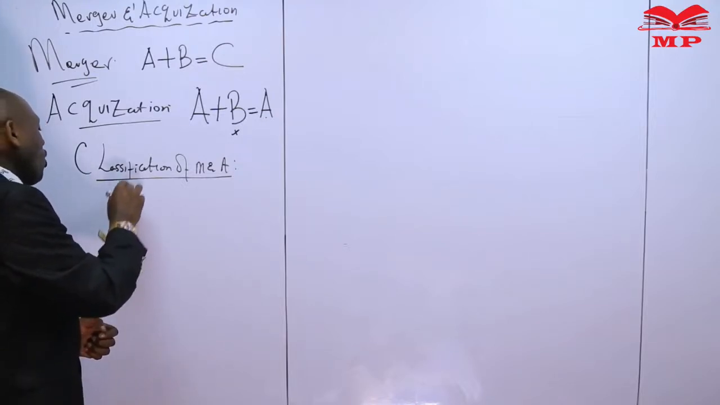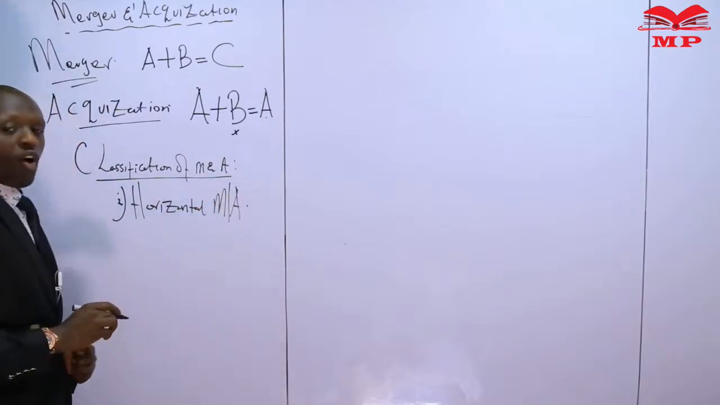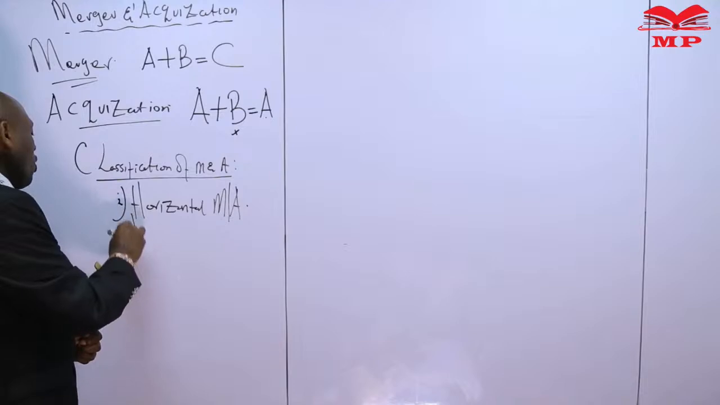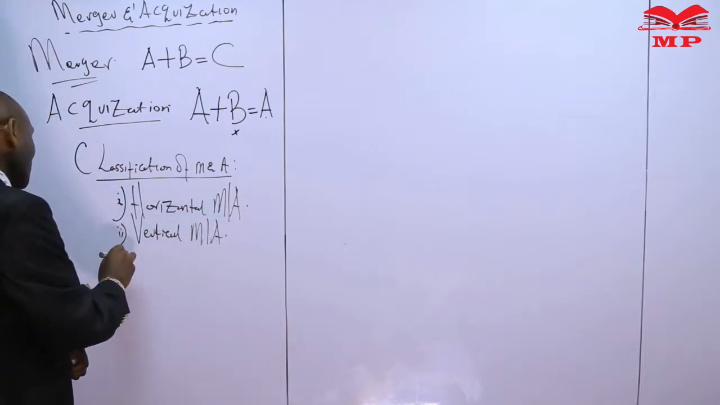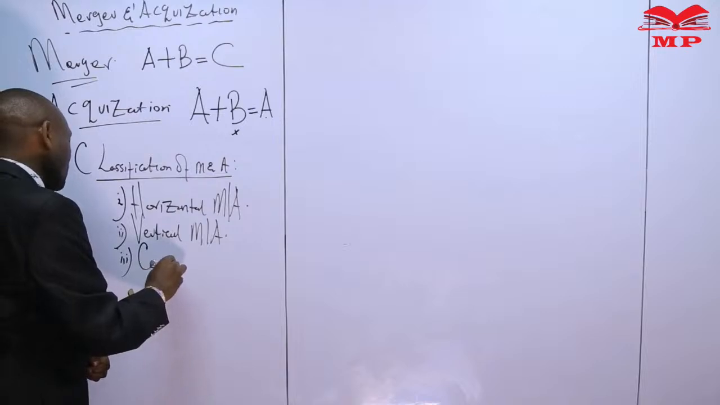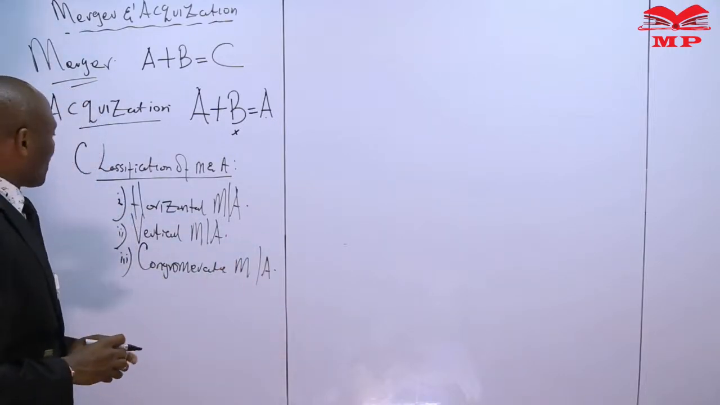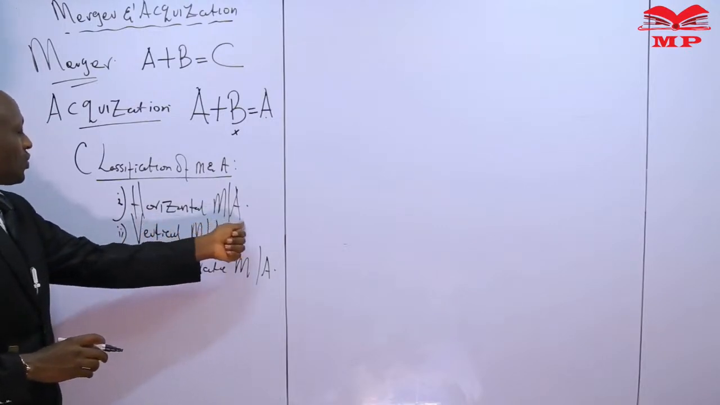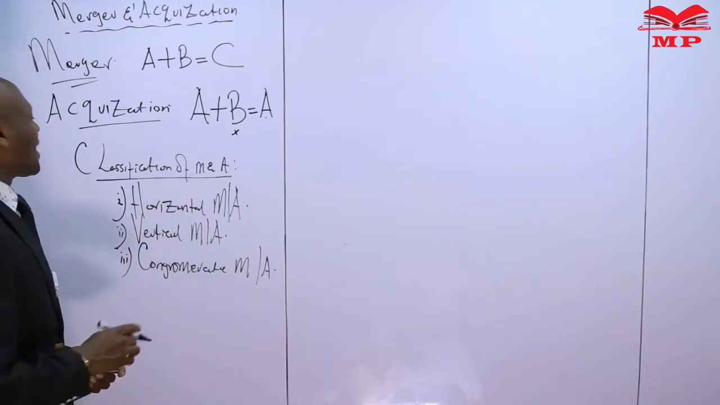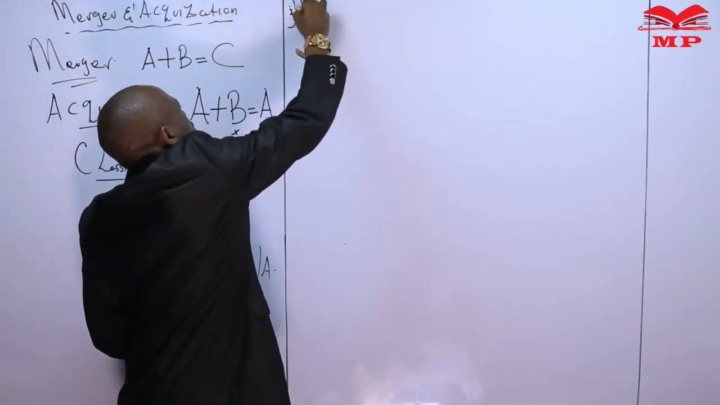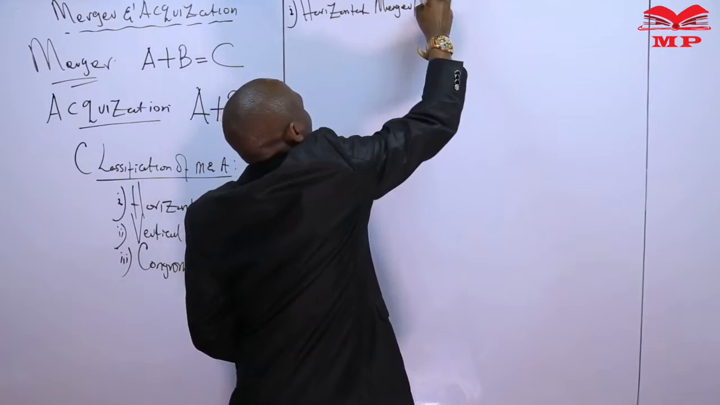The first one, we talk of horizontal merger or acquisition. Number two, we talk of vertical merger or acquisition. And the third one, we talk of conglomerate merger or acquisition. So in the classification of merger and acquisition, there is horizontal merger and acquisition, there is vertical merger and acquisition, there is conglomerate merger and acquisition. To start with, let us start with the horizontal merger or acquisition.